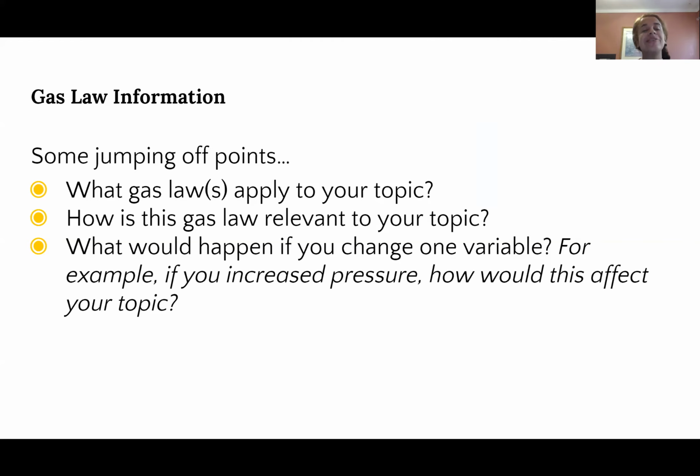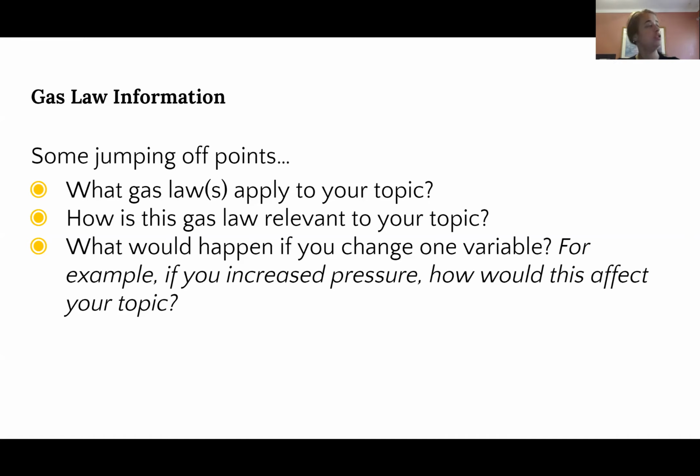Okay, welcome back. So just gas law, we're going to quickly go over what gas law information you should be including. We went over this last time a little bit, but we're going to go over it a little more. So just some jumping off points. What gas laws apply to your topic? How is this gas law relevant to your topic?